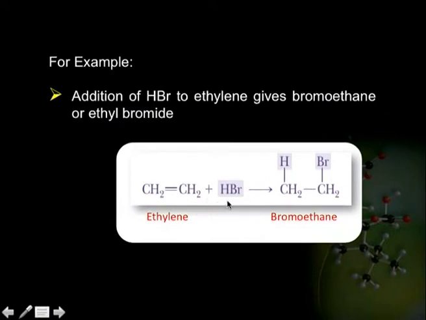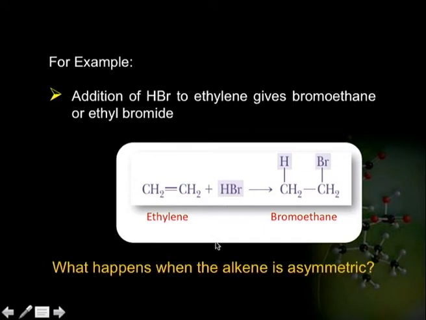An example of addition of HBr to ethylene to give bromoethane or ethyl bromide can be seen here. Ethylene reacts with hydrogen bromide to give bromoethane, and as you have seen here, this double bond of course becomes a single bond, and there are two sigma bonds in place of a pi bond which get formed during this reaction. But what happens when the alkene is asymmetric?